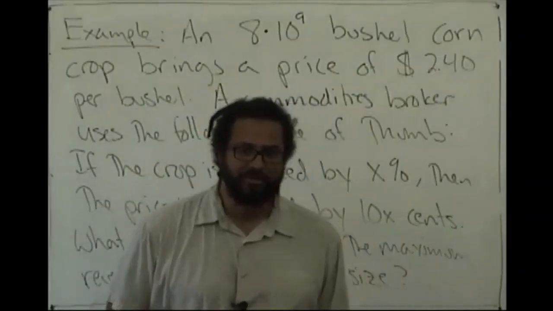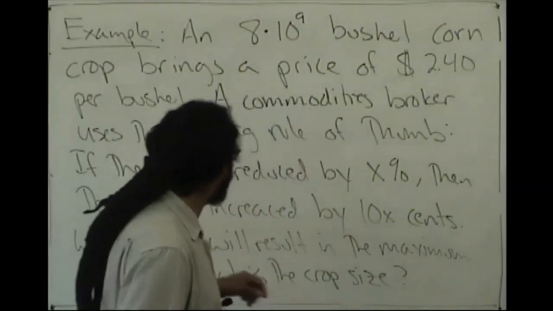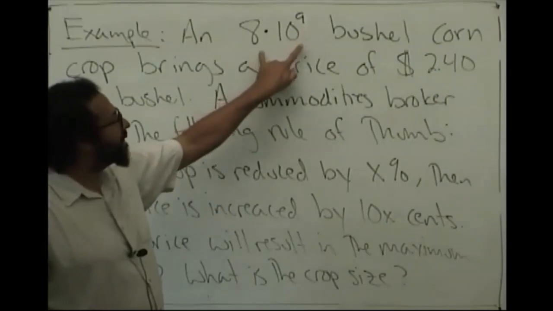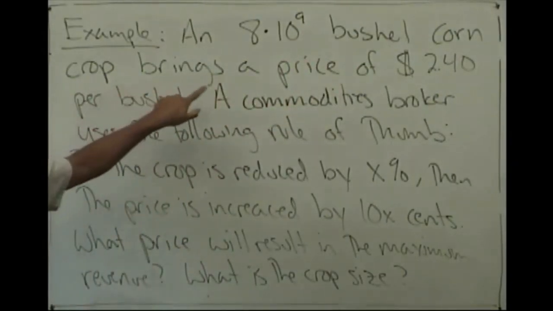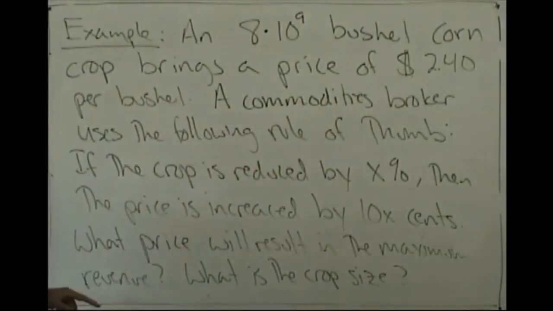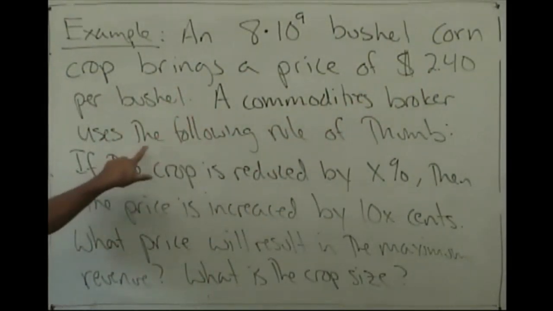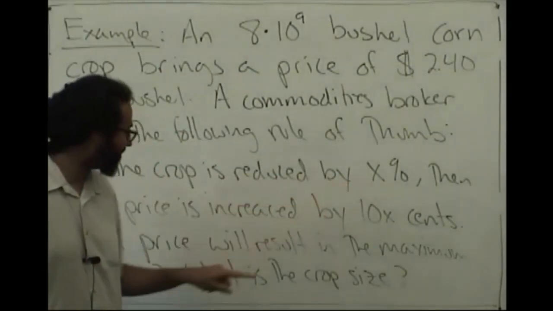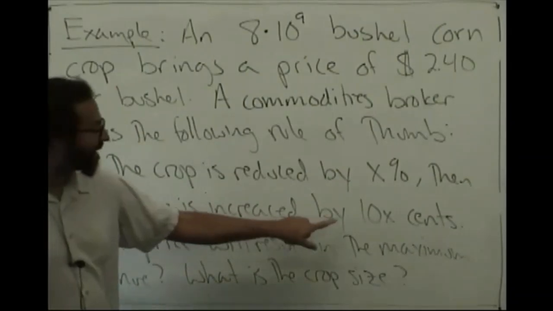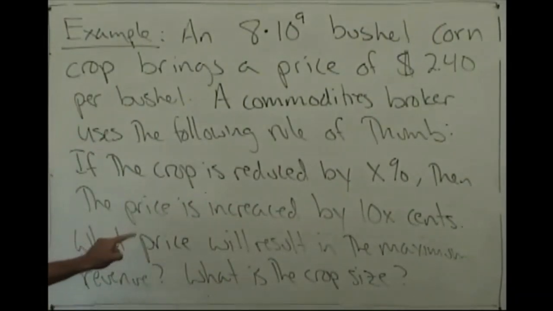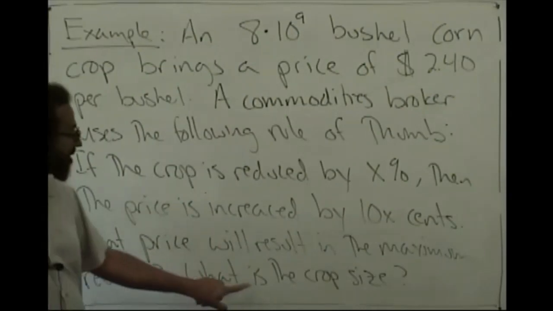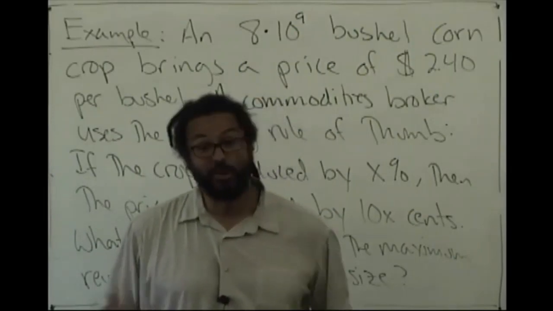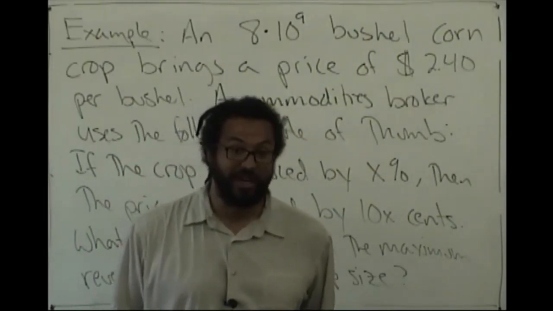All right, here's an example from agricultural economics. An 8 billion, so 8 times 10 to the 9th, an 8 billion bushel corn crop brings a price of $2.40 per bushel. A commodities broker uses the following rule of thumb. If the crop size is reduced by X%, then the price is increased by 10X cents. What price will result in the maximum revenue, and what is the crop size that will result in the maximum revenue? Once we find the price, then we will have found the crop size. So let's deal with that first.